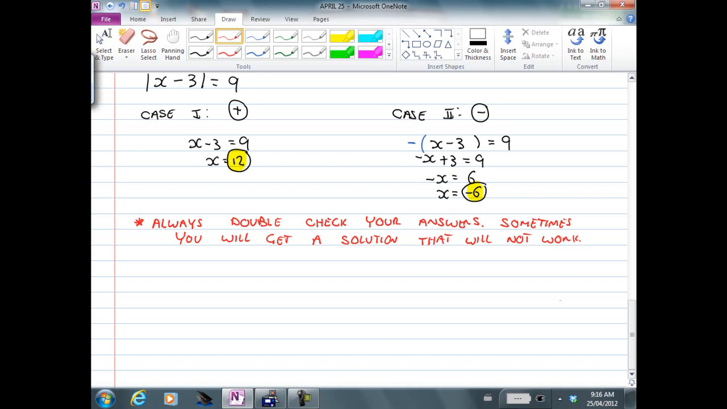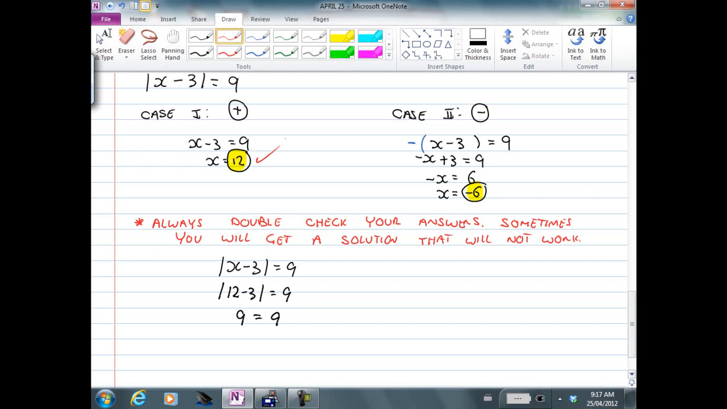So what I'm going to do is I'm going to go back. |x - 3| equals 9. I want you to sub 12 into this equation to see if you get 9 or not. Okay? So I'm going to go 12 minus 3. Hey, guess what? That does equal 9. So we know 12 works.